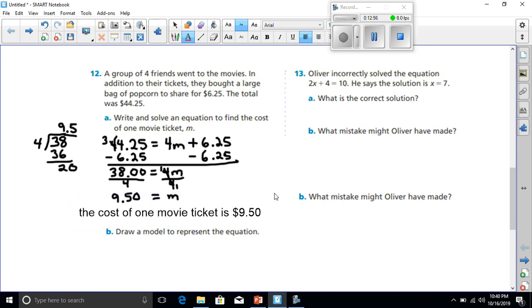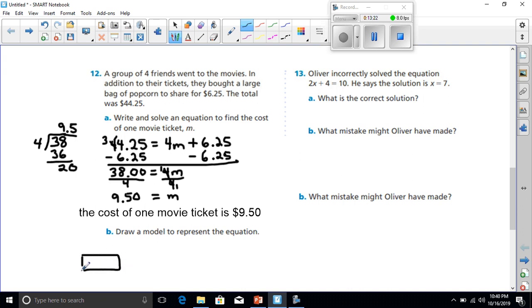All right, let's try part B now of 12. It says here, draw a model to represent this situation. Well, if I'm going to draw a model of this, it said that 4m plus 6.25 has to equal 44.25.